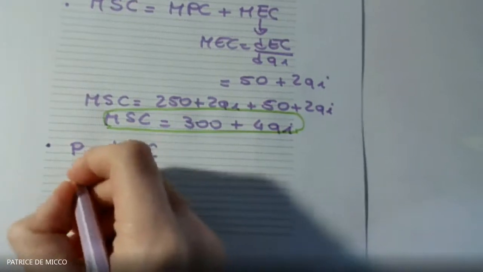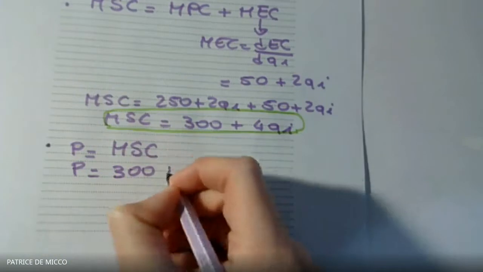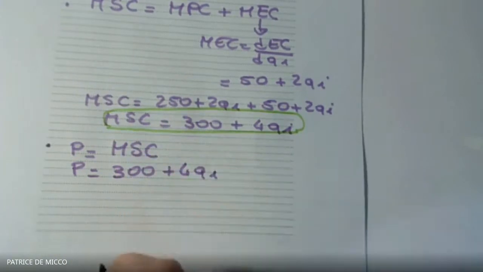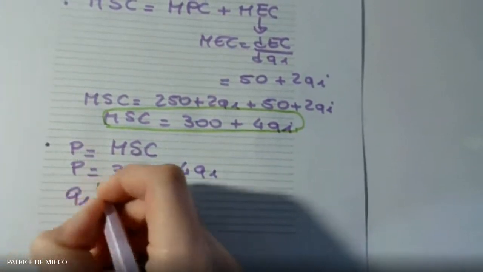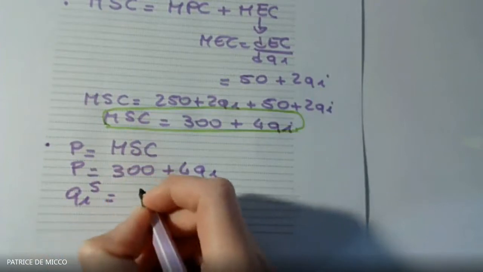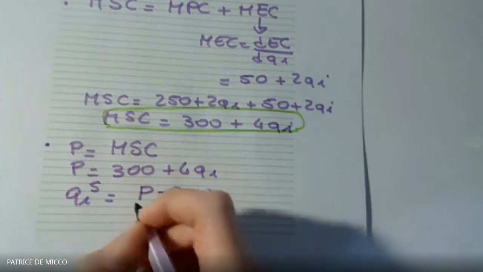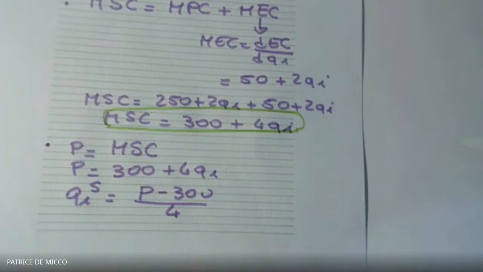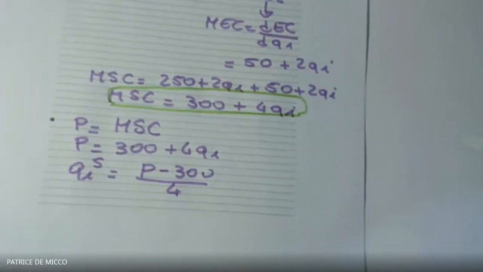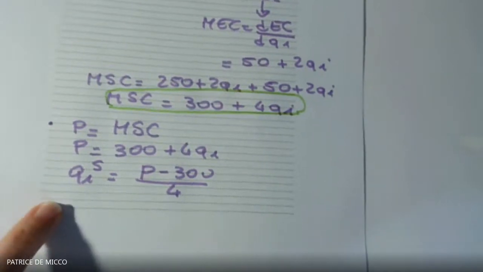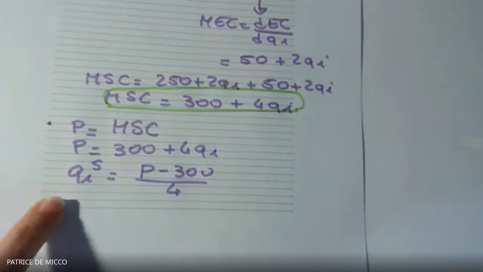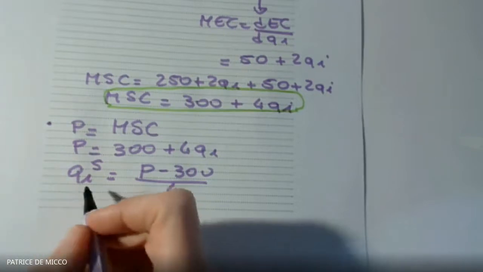And so we have P equal to 300 plus 4 QI. And so in this case, the supply function will be given by (P minus 300) over 4. This is basically the supply function of the firm that takes the negative externality into account. This is of the individual firm.